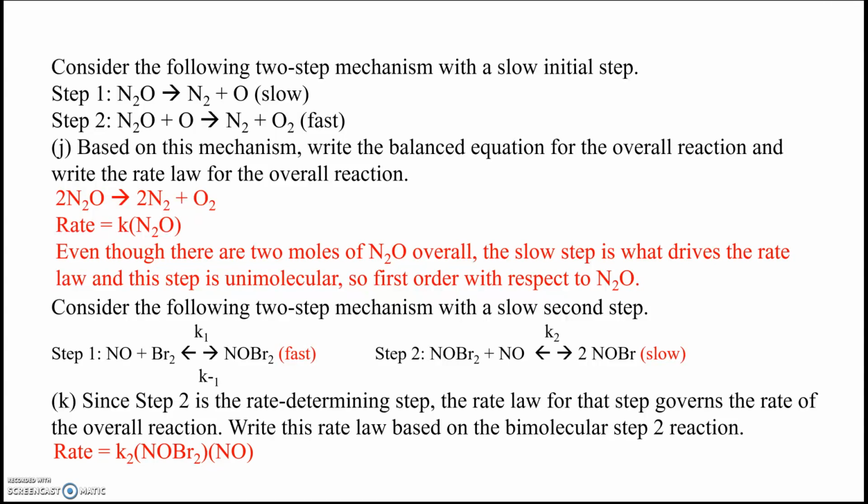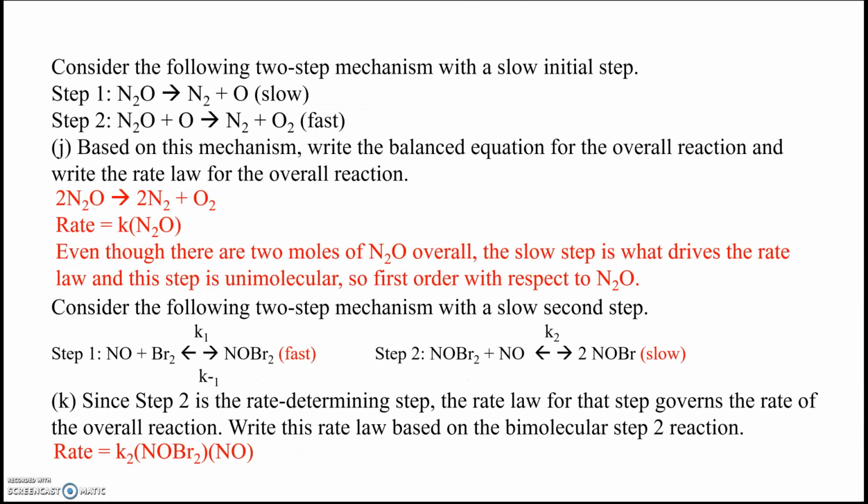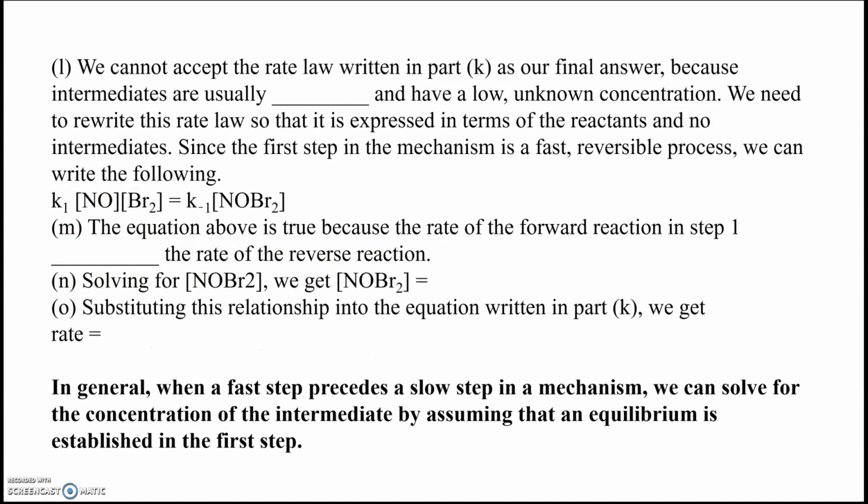Now the problem here is that NOBr2 is an intermediate, and an intermediate is unstable, frequently just doesn't even have a concentration that we can measure. And so I needed to rewrite this so it's expressed in terms of the reactants that don't have any intermediates.